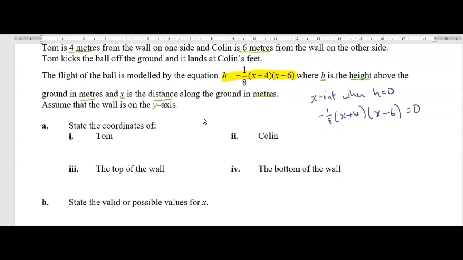All right, so coordinates for Tom. Tom is 4 meters, so his coordinates are going to be negative 4, 0. Remember with coordinates, you've got to give your x and y, not just say negative 4, because that's not coordinates. And 6 meters for Colin, so he's at 6, 0. The top of the wall, which we've already realized is at 2.9 meters, is on the y-axis, so that means x is equal to 0, so the coordinates for the top of the wall are 0, 2.9, and the bottom of the wall is at 0, 0.